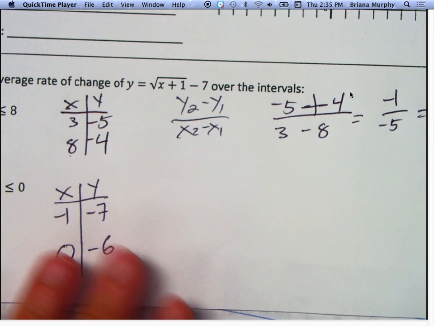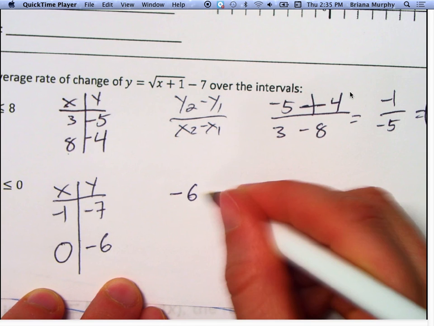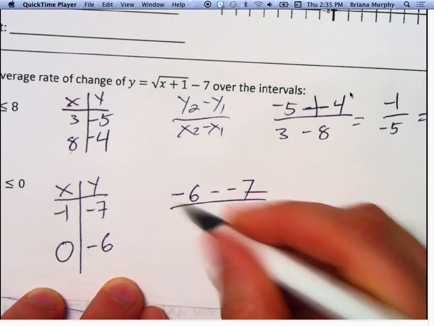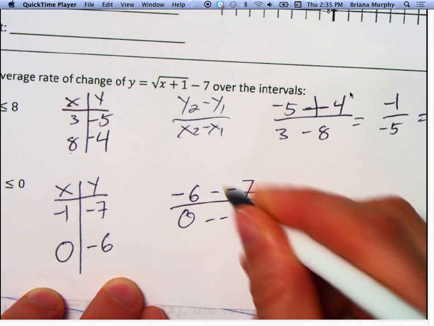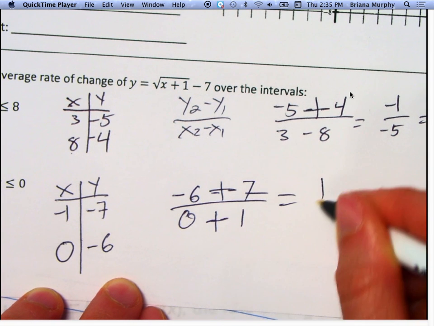And then we should get -6 minus a -7 over 0 minus a -1. We get 1 over 1.